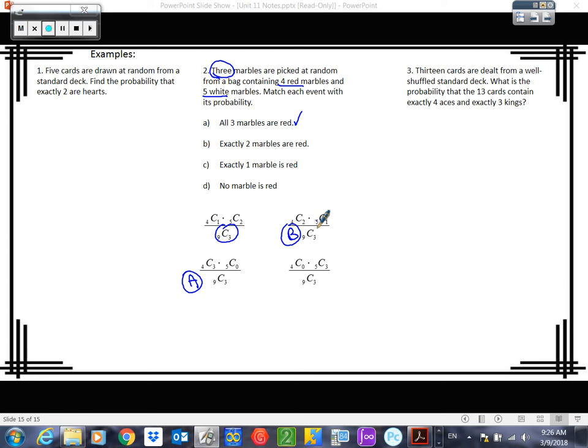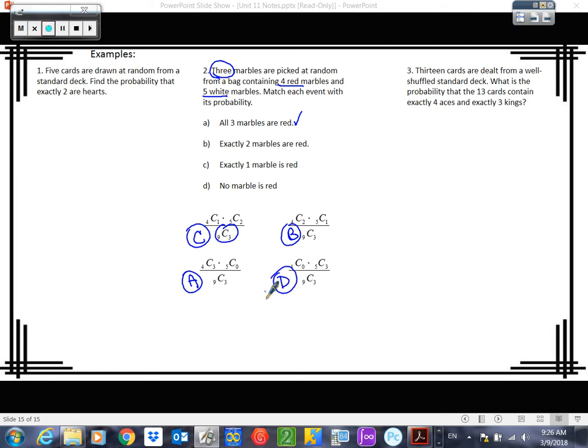All right, the third one, exactly 1 marble is red. So again, we're going to go to the 4 because we have 4 red marbles. Here's 4 red marbles. I want 1 of them. And 5 white ones. I want 2 of them. So this is C. The last case is no marbles are red. So that would be this scenario where I have red marbles and I don't want any of them, and I have 5 white ones and I want 3 of them. So this one would be D. Okay, we okay with that?